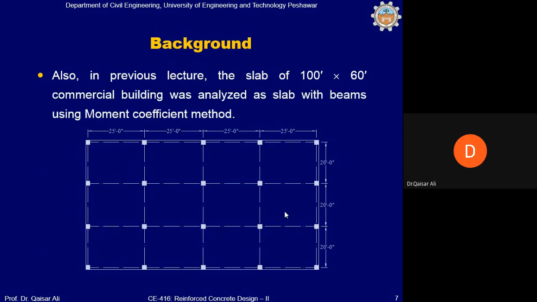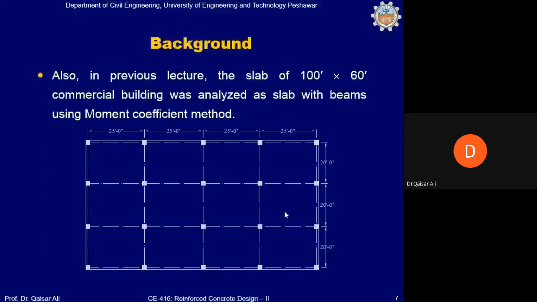In today's lecture, this system, which is 100 by 60 feet, will be analyzed and designed with almost the same configuration as given in this slide, but without beams. When there are no beams, then the moment coefficient method cannot be used for analysis. Okay, so we will be using another method which is called the direct design method for the analysis of this system without beams.